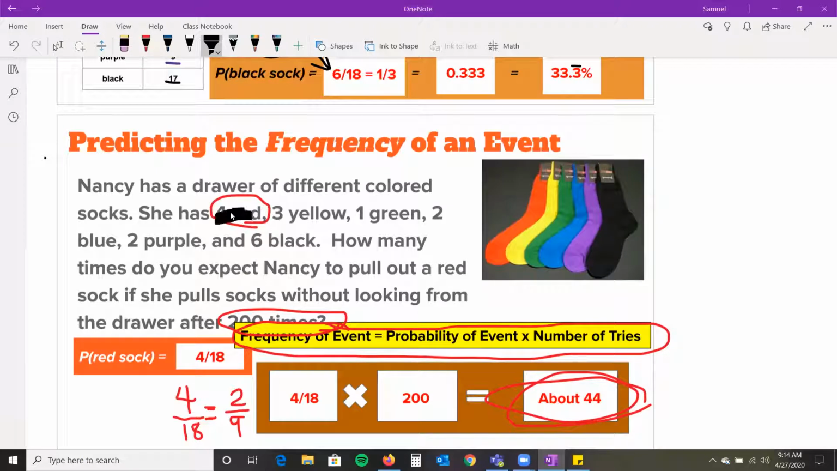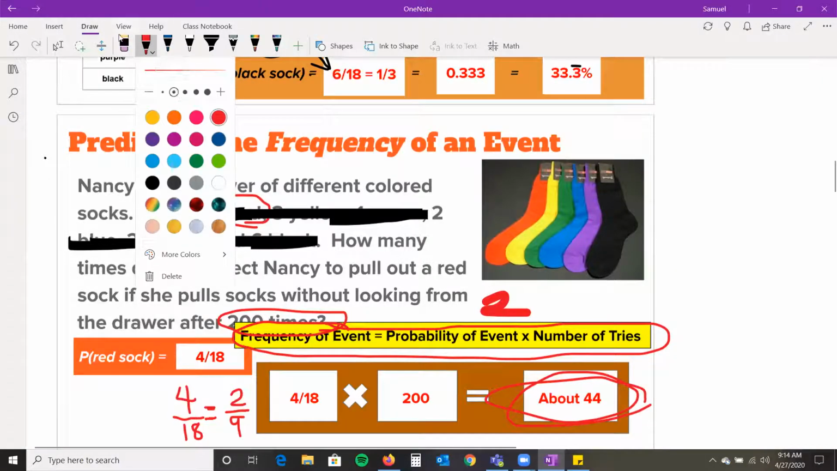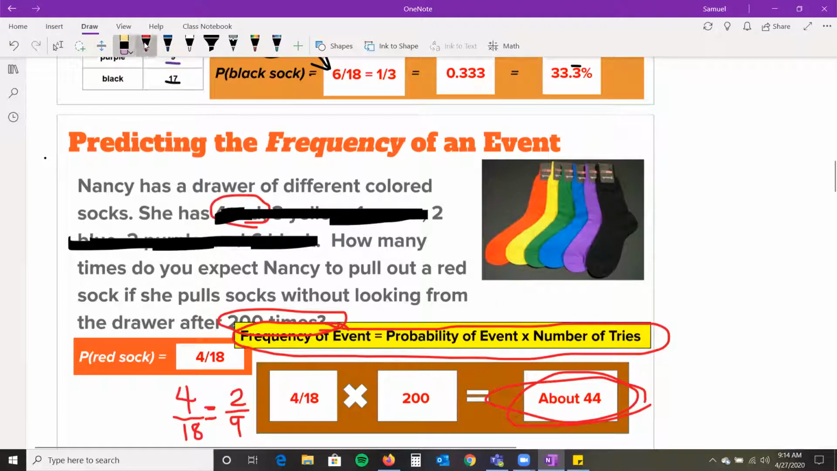Okay, so if we didn't know this, if we just said she's got a sock full of rainbow drawers, and then after drawing 10 times, she gets like 2 reds. She gets 3 blues, something like that. And we have these sort of results.